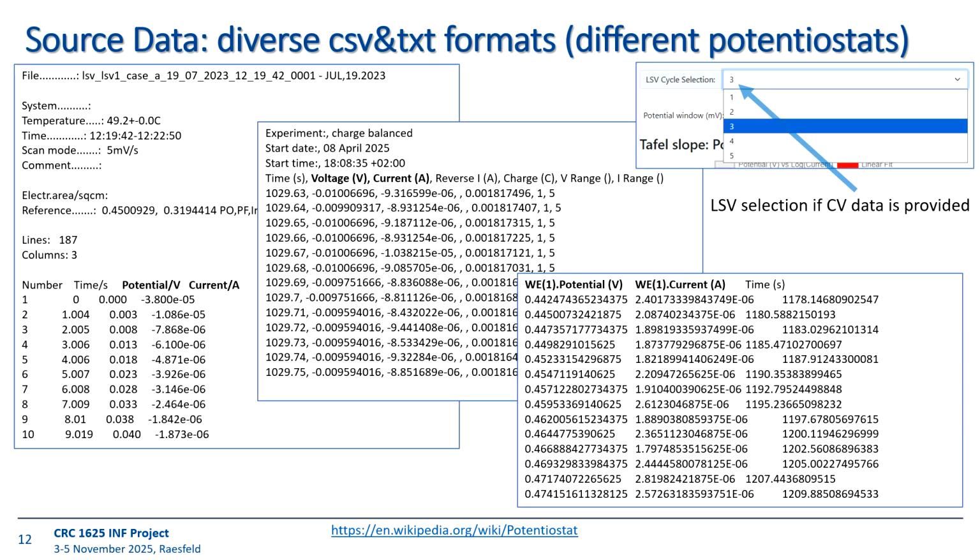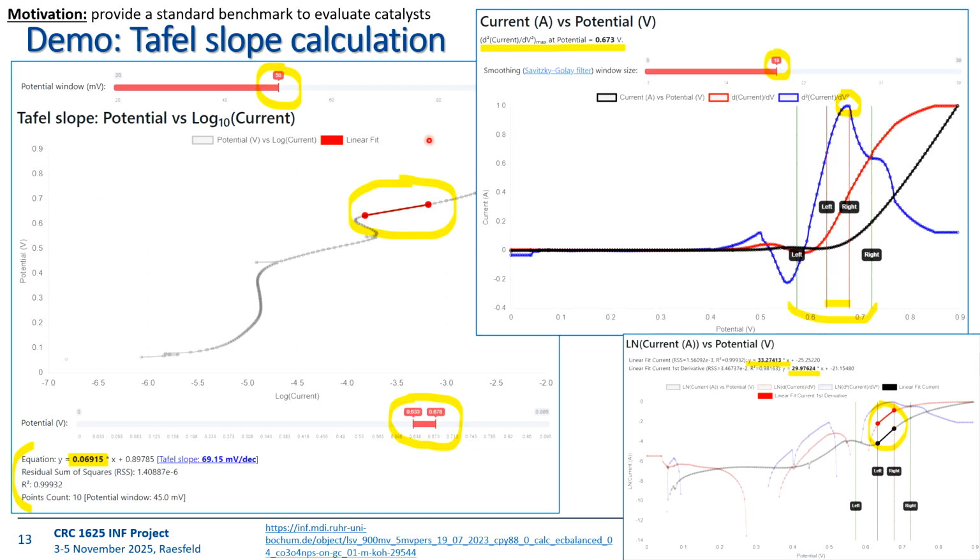The application can work with data provided by different potentiostats. Currently, 5 different formats are supported. It supports both LSV and CV measurements. In the latter case, the user must select the cycle number, as it's shown in the upper right corner. Here are the fragments of the user interface.